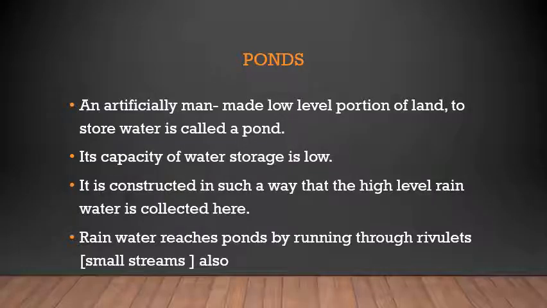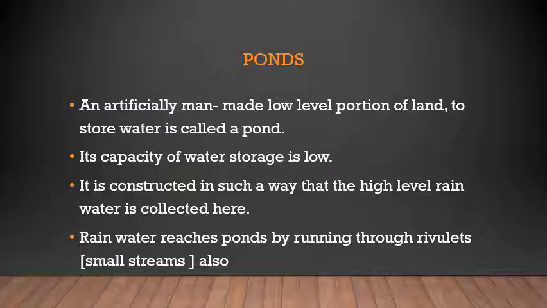What are ponds? An artificially man-made low-level portion of land to store water is called a pond. It is made at a lower level. Why? Because when it rains on the higher level, the water comes down and you can store it. Its capacity of water storage is low when you compare it to other sources like underground water, the oceans, and the rivers.